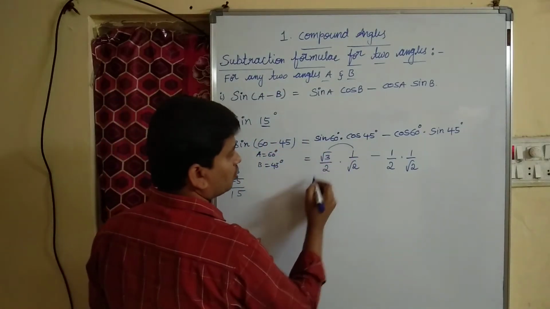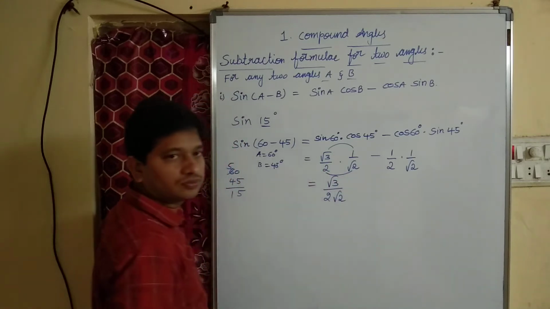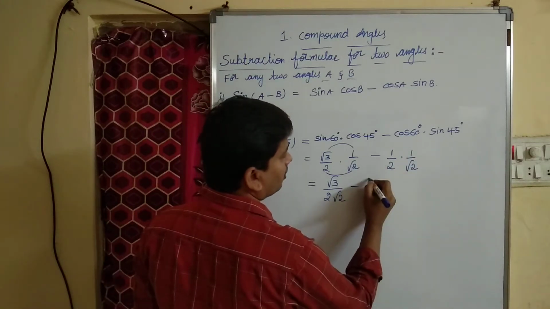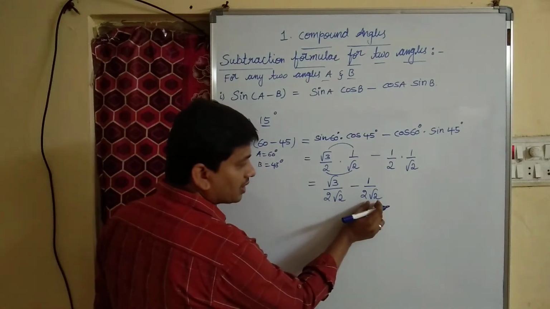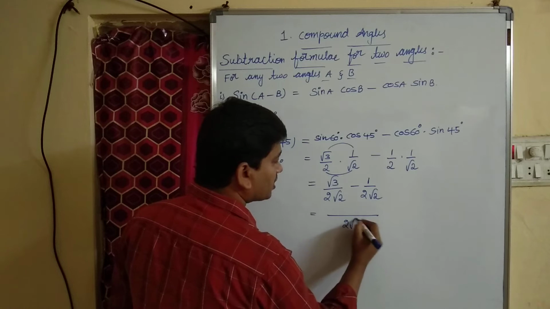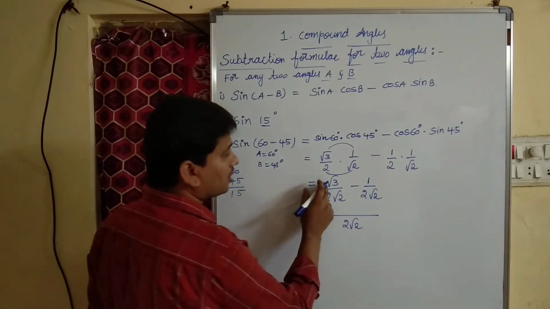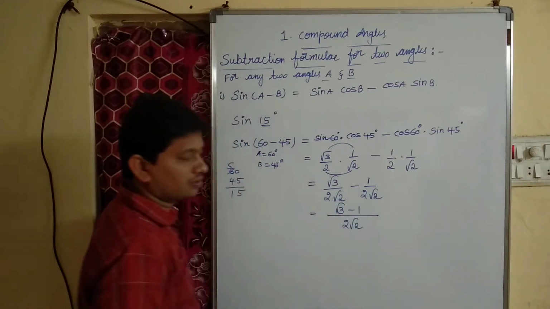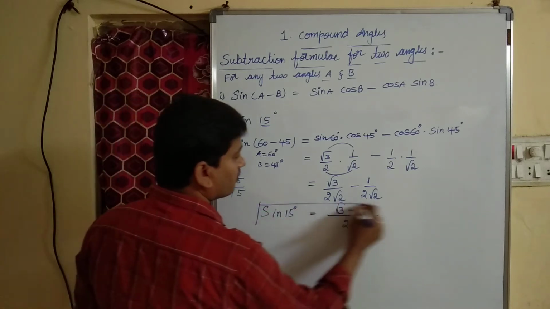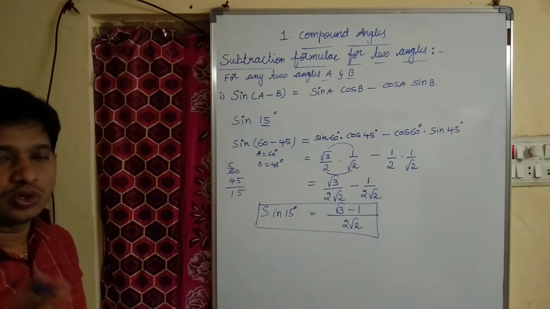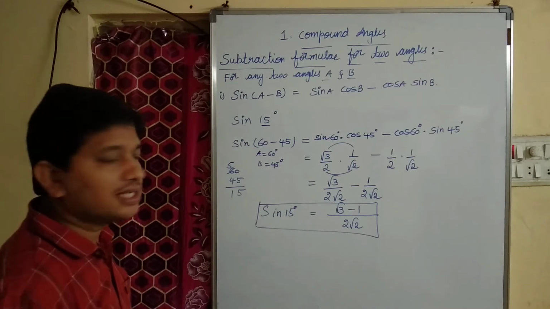Now multiplication: root 3 into 1, root 3, by 2 into root 2, 2 root 2, minus 1 into 1, 1, by 2 into root 2, 2 root 2. As the denominator is the same, retain the denominator as it is. If the denominators are the same, we can directly subtract the numerators, root 3 and 1. So children, sin 15 degrees is equal to root 3 minus 1 by 2 root 2. So this is the first subtraction formula for any two angles A and B.